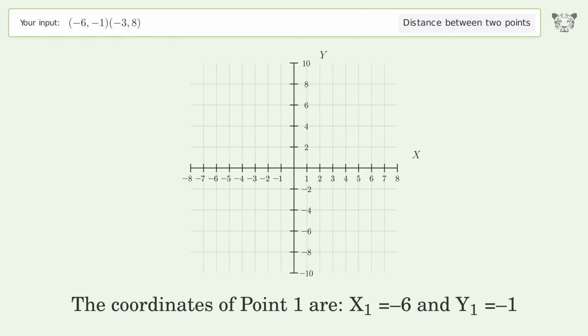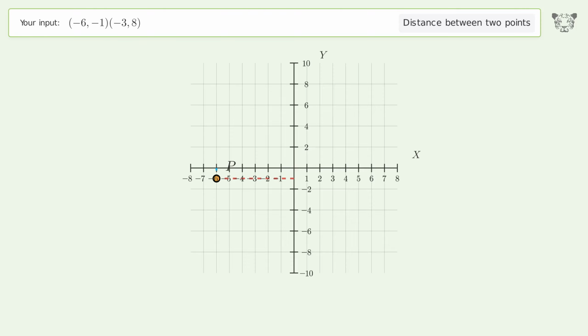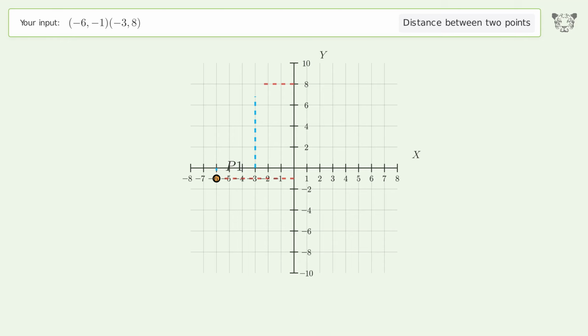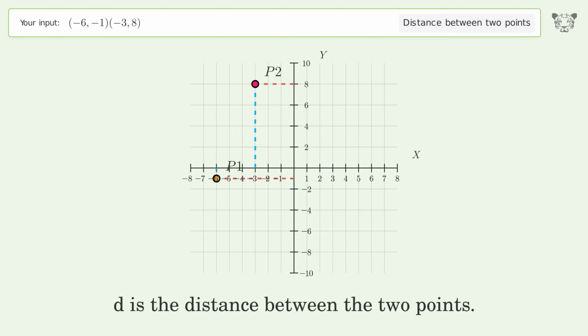The coordinates of point 1 are x1 equals -6 and y1 equals -1. The coordinates of point 2 are x2 equals -3 and y2 equals 8. D is the distance between the 2 points.